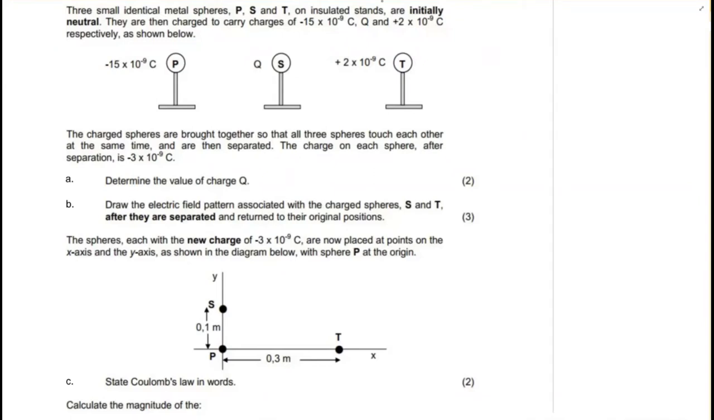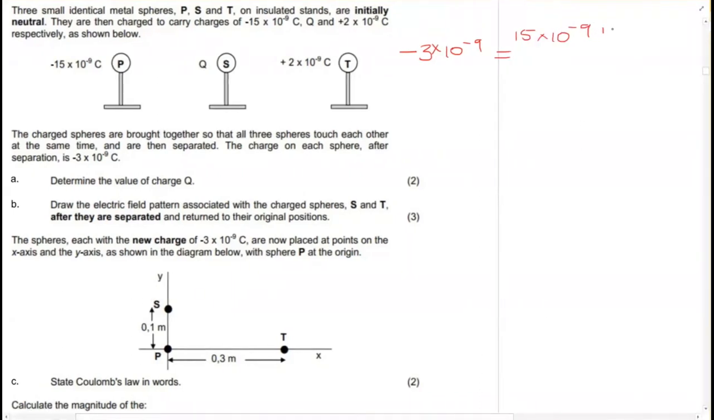Okay, so all 3 of them are brought together before the time. So your charge after they touch is equal to -3 times 10 to the minus 9. How do we get that? We add them all together. So we've got 15 times 10 to the minus 9. I'll just move this page up a little.